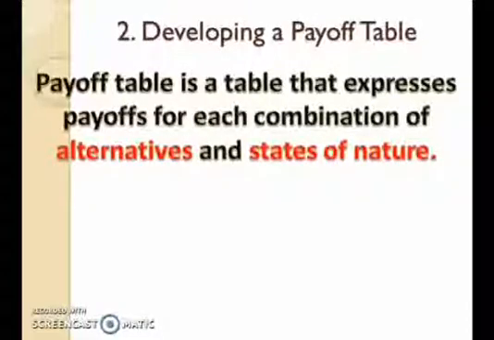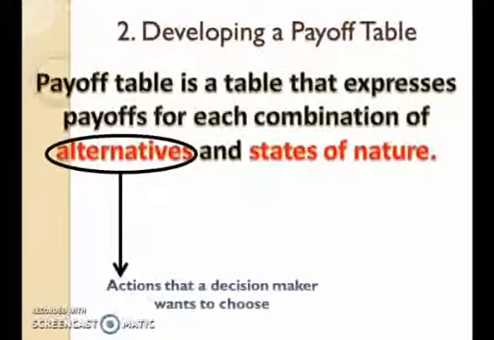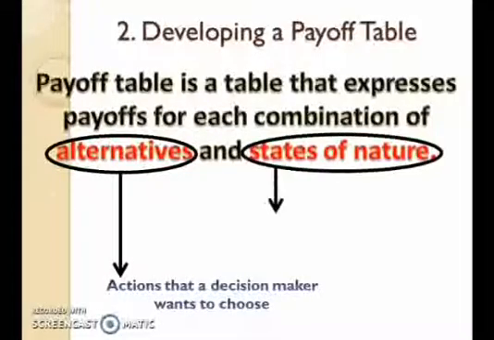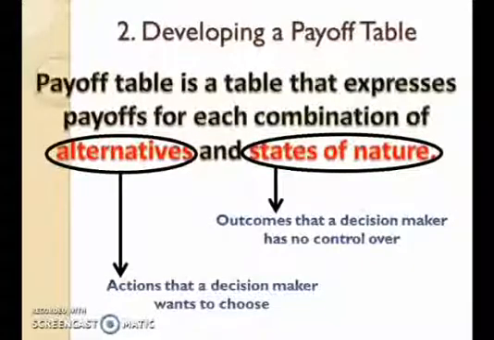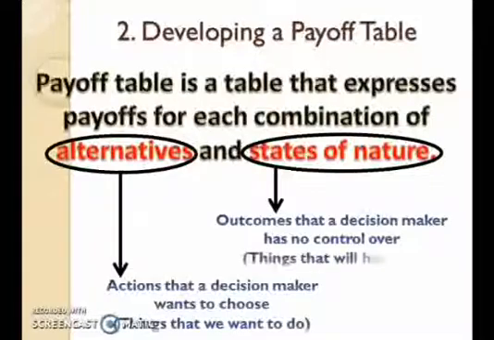Now let's look at the second step in making decision, which is developing a payoff table. Payoff table is a table that expresses payoff for each combination of alternative and states of nature. Take note that alternatives are actions that a decision maker wants to choose, and states of nature are outcomes that a decision maker has no control over.